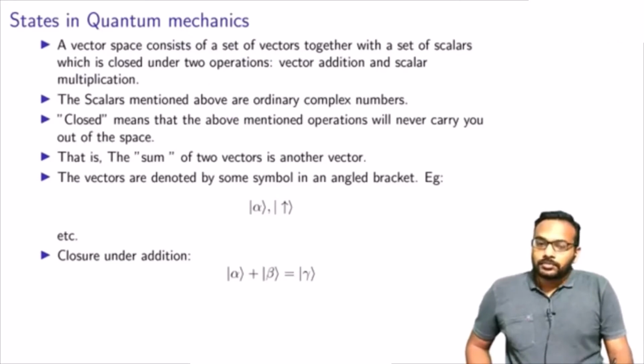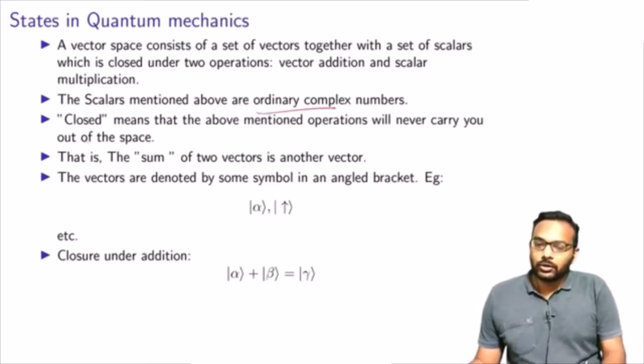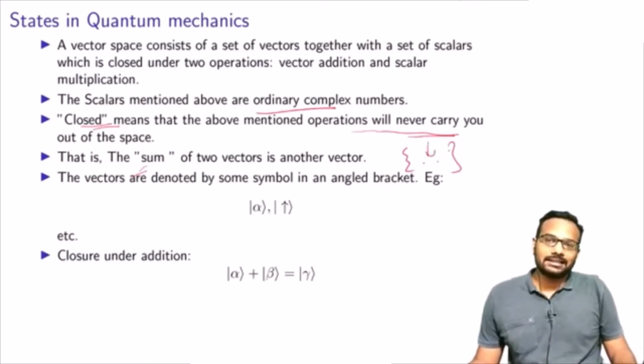Now, the scalars mentioned are ordinary complex numbers. And closed, what do we mean by closed? It means that if you do these operations, it will never carry you out of the space. So, if you take two elements in the set and multiply by a complex number or add, it will again remain inside this set. That's what we mean by closed.